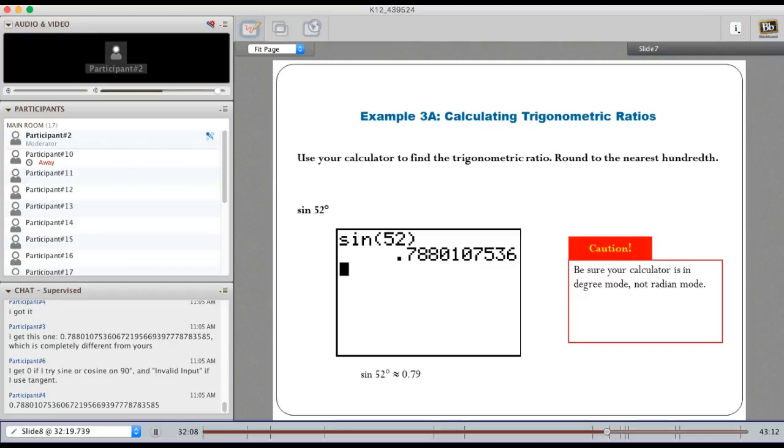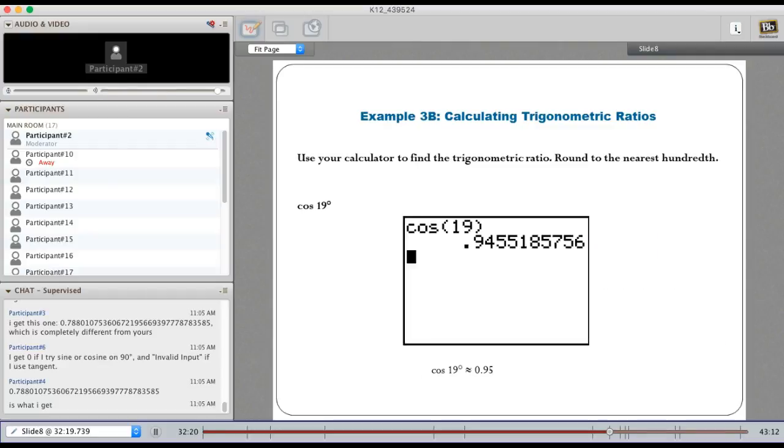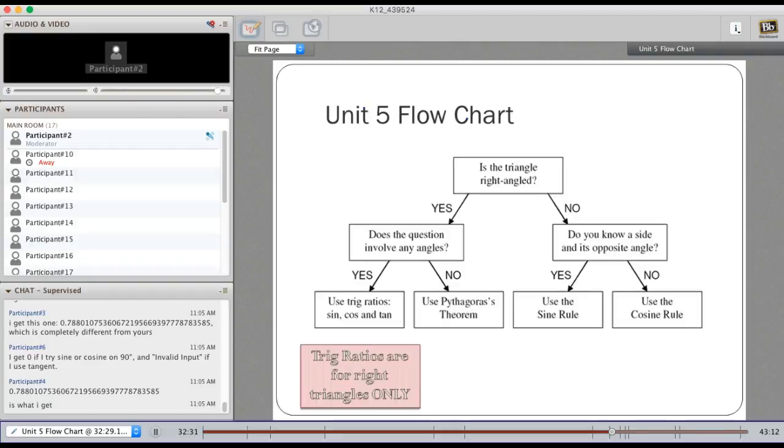Okay, good. Oh yes, and there's more, Tristan. But okay, so check that out. If you're having trouble with that, give me a call or come to tutor time and I can help you individually with your calculators. But that's what you should get if your calculator's in the right mode. Okay? Try one more. Try cosine of 19. You should get 0.9455 something. Okay? So if you're not getting those, let me know and I will help you.